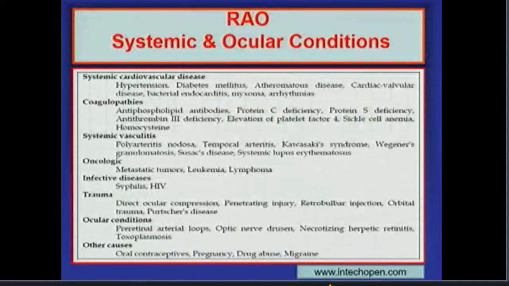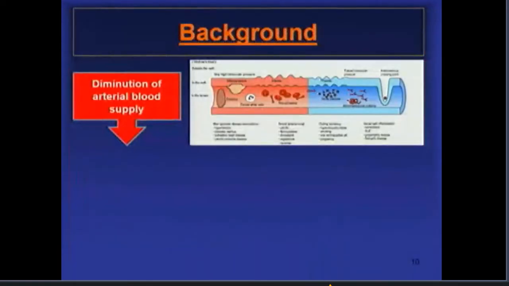If you put it in a table like this, we have systemic cardiovascular disease, coagulopathies, systemic vasculitis, oncological causes, infectious causes, trauma, ocular conditions, and other causes. Put this in your mind, summarize it, and then you can start to work up your patient based on the situation, the age of the patient and the possible systemic cause.